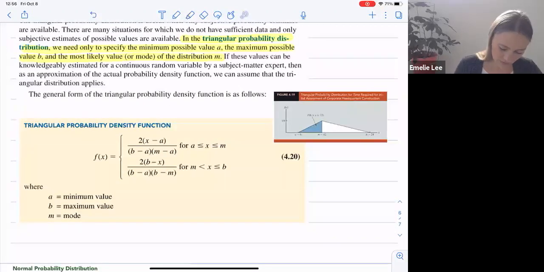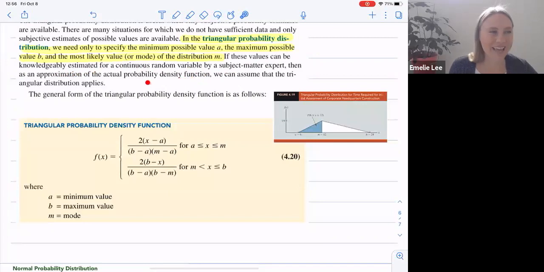So they say here, if these values can be knowledgeably estimated for a continuous random variable by a subject matter expert, I don't know, it's pushing it. But I mean, ideally, then as an approximation of the actual probability density function, which might look different than this, we can assume the triangular distribution applies. Okay? And so what we're going to have is f of x, which is the density function.